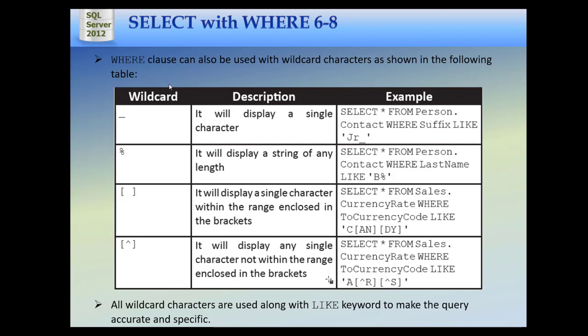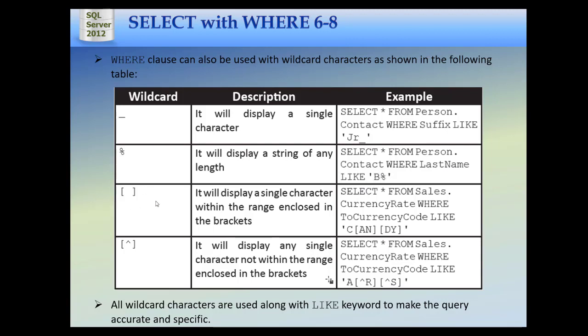Now, we have this table. The first column represents the wildcard, its description, and we have an example. We have the underscore. Now, it will display a single character. So, select star from person.contact where suffix like 'JR_', then one letter after JR. The next one is the percentage. Now, this one will display a string of any length. Select star from person.contact where last name like 'B%'. This one is displaying the people whose name starts with B.